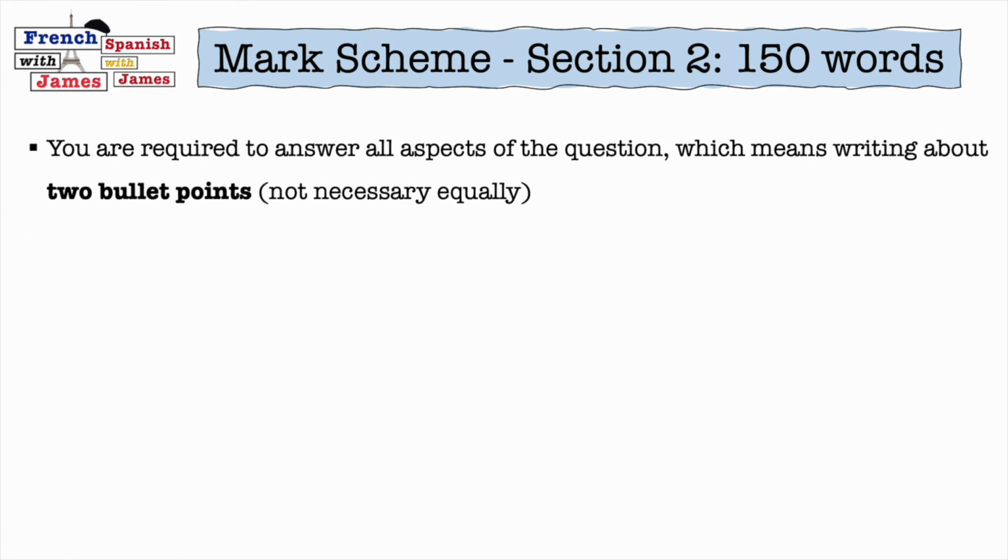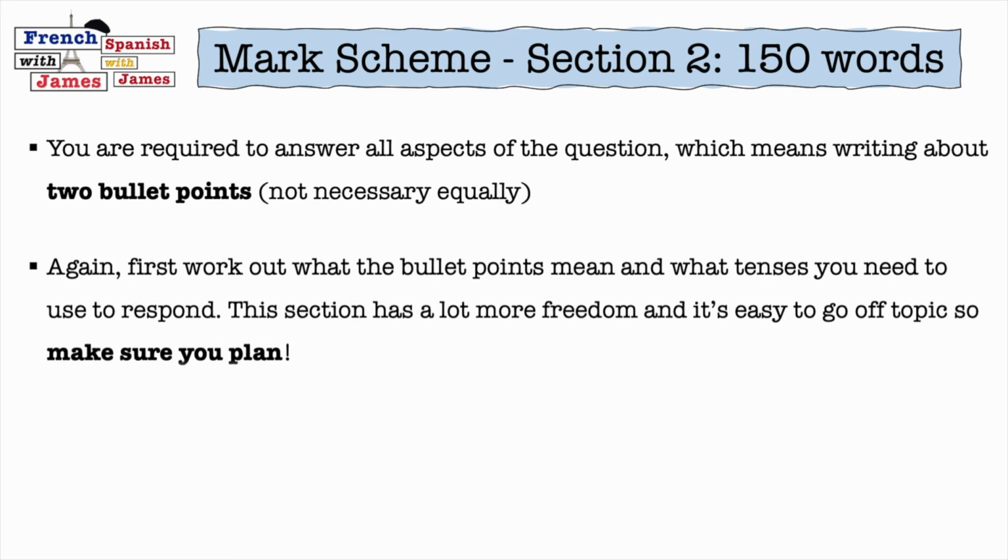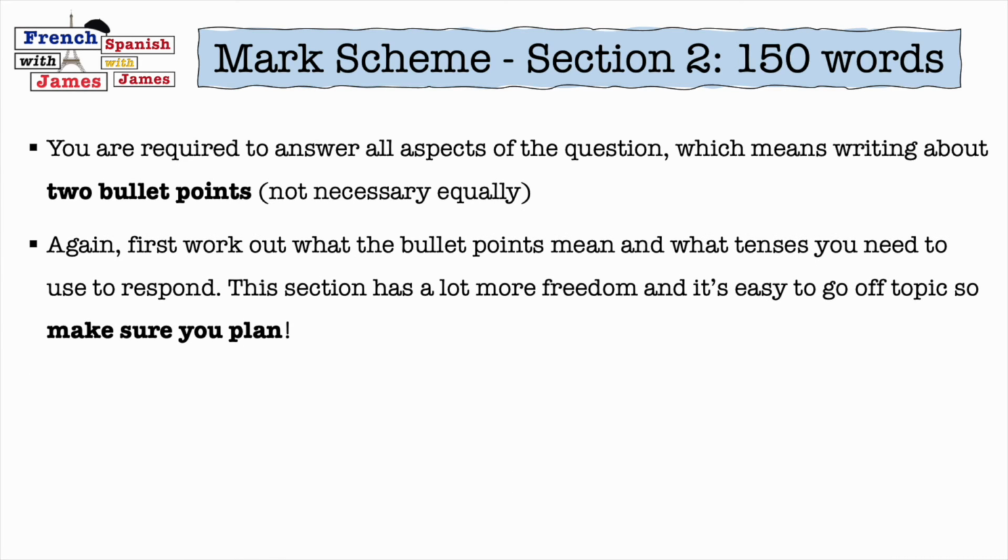Moving on to look at section 2, which is the 150-word question. This one, again, requires you to answer all aspects of the question, which means writing about 2 bullet points this time. And again, not necessarily equally. It doesn't have to be 75 words on each. You could write 60 words on one and 90 words on the other. That would be fine. And again, the best thing to do is to first work out what the bullet points mean. Make sure you've definitely understood the question.